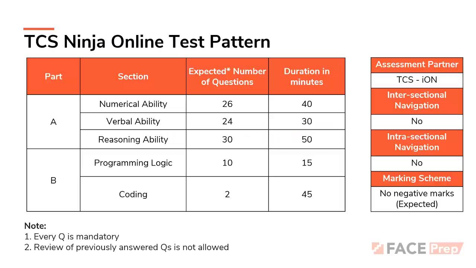First of all, let's understand what the TCS Ninja pattern is this year. Let us look at the TCS Ninja online test pattern. There will be two parts, Part A and Part B. The sections are numerical ability, verbal ability, and reasoning ability.